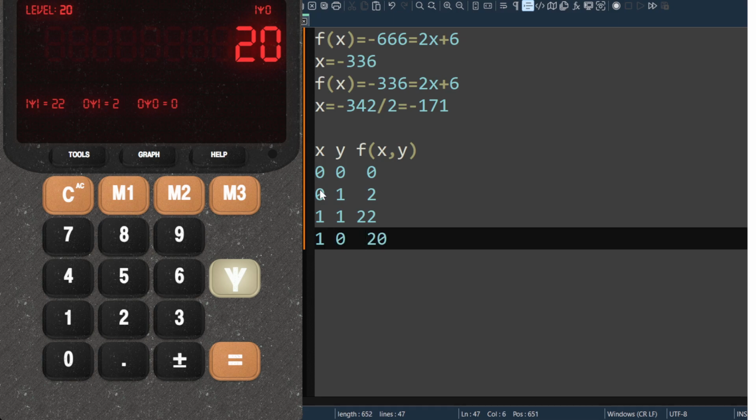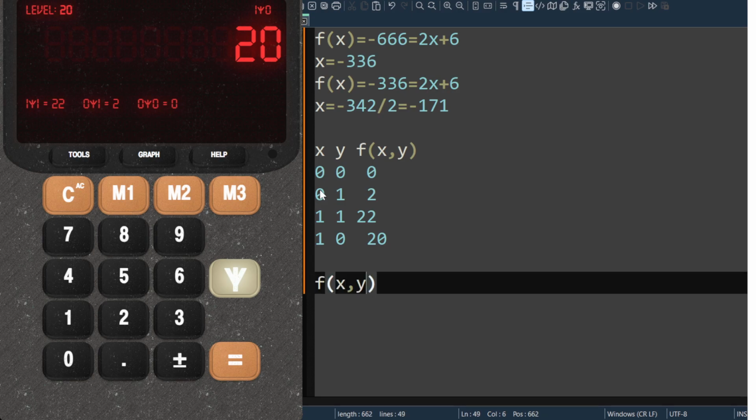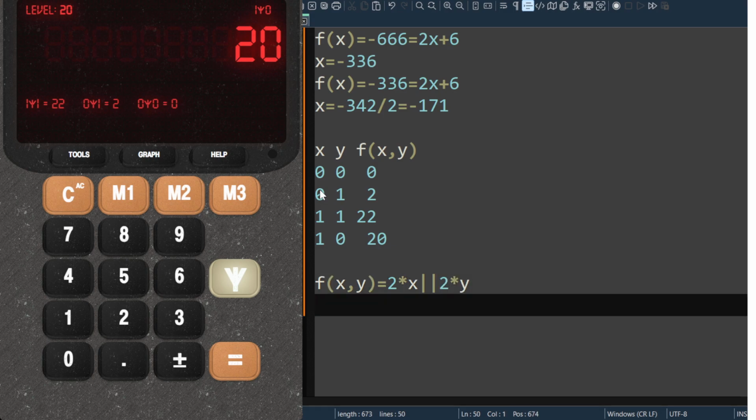Okay. Okay. So for now my assumption is the number on the right, f of x, y, equals 2 times x concocted with, I think it's called concocted, combined with 2 times y. If that were the case, then f of 10 and 10, it should be 2020.